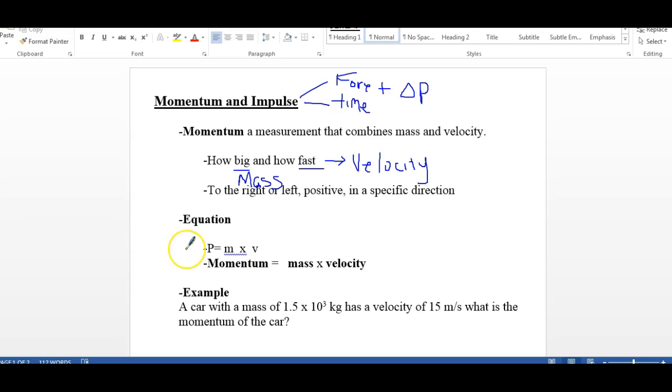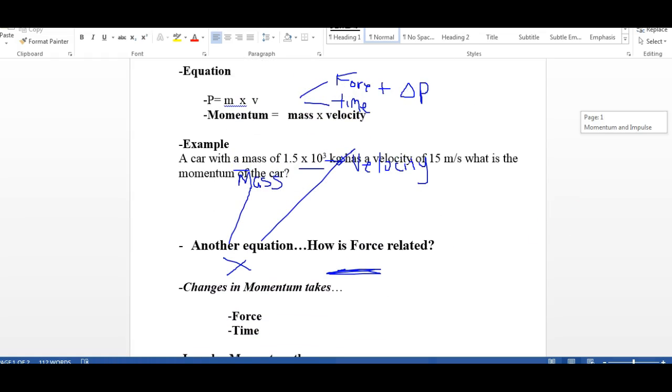Okay, so the equation for momentum is P equals m times v. And again, this is the mass, and this is the velocity. And it's just a simple calculation. You just take the mass times the velocity, and that tells you how much momentum it has. And really, the important part to remember is it has to have velocity. So if it's not moving, it has no momentum. Okay. But let's look at an example problem here, and I'm going to move this down.